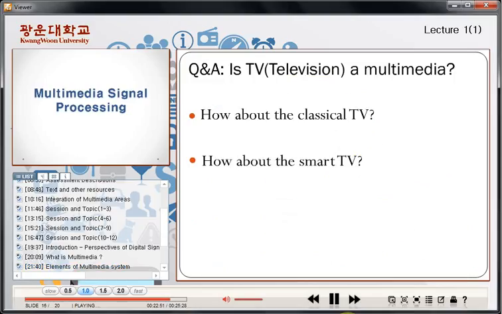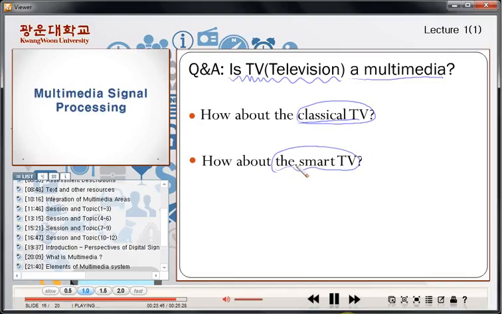And I have a question. Try to answer this question. Is television a multimedia or not? Remember the 6 basic elements of multimedia? Just the preceding pictures. So how about the classical TV? How about the conventional TV? And how about the modern smart TV? The classical TV has only one-way broadcasting. There is no interactivity. So, in strict sense, classical TV is not multimedia.